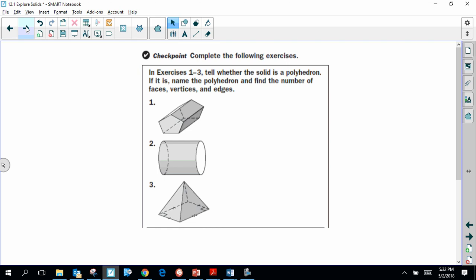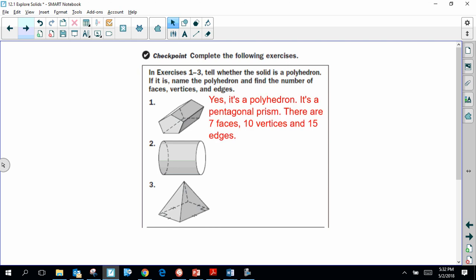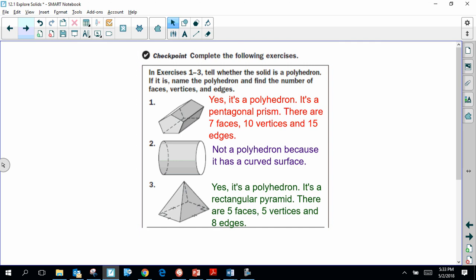So is this a polyhedron? In this case, yes, it's a polyhedron because it's made up of nothing but polygons. In this case, the bases are pentagons, so this is a pentagonal prism. And so that means that there are 7 faces, 10 vertices, and 15 edges. Figure number 2 is a cylinder because it has a curved surface. It's not going to be a polyhedron. And the last one at the bottom is going to be a rectangular pyramid. It's made up of nothing but polygons, so it is a polyhedron, and that gives us 5 faces, 5 vertices, and 8 edges.